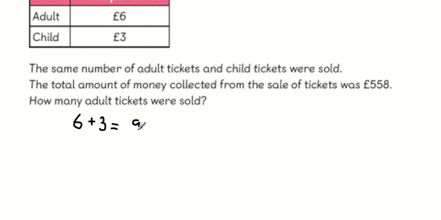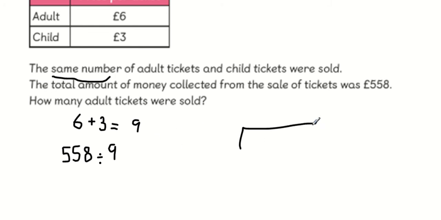And we get 9 there. 6 or 3 is 9. What I'm then going to do is take this number, the amount of money sold, 558, and divide it by that 9, because I'm pretending that each person spent £9, because we know that the same number of adult and children tickets were sold, which means they were bought as well.